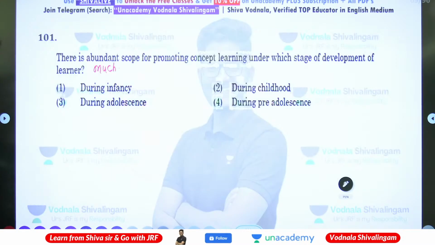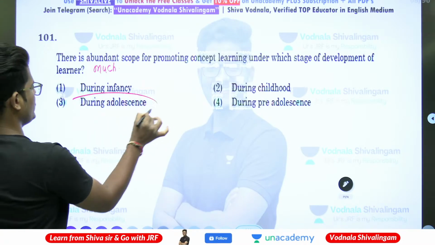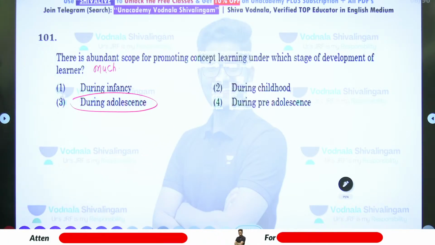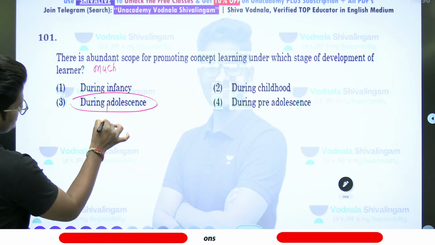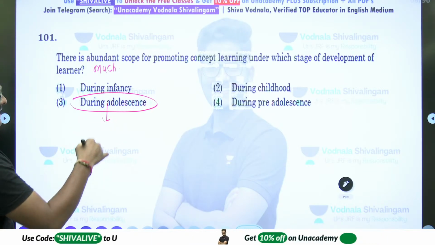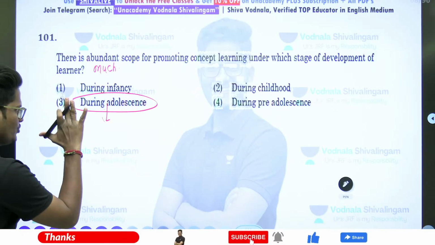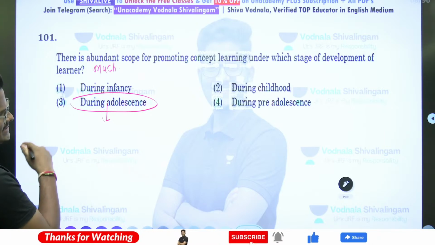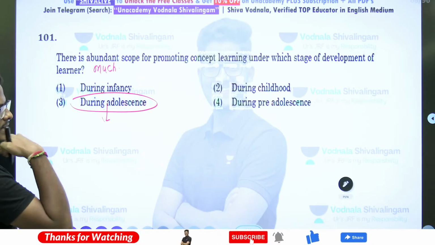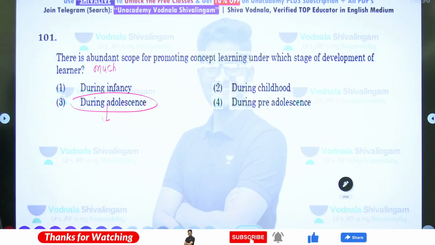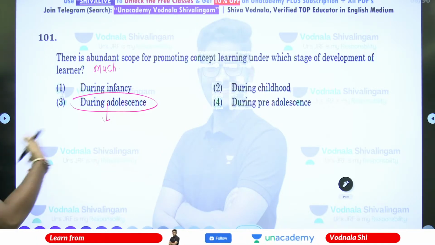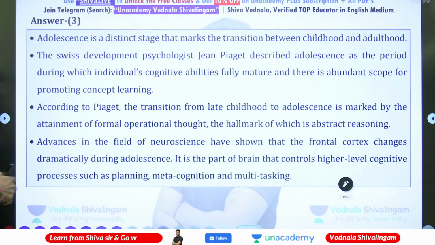Option C is the given answer, that is during adolescence. Much scope is there for promoting concept learning during adolescence, because in the adult stage you can't learn as much. Mainly during the adolescent age, that is teenage, from where we are studying 10th class to almost our UG, we have to learn as much as possible, because if you start learning later it will be a bit difficult.